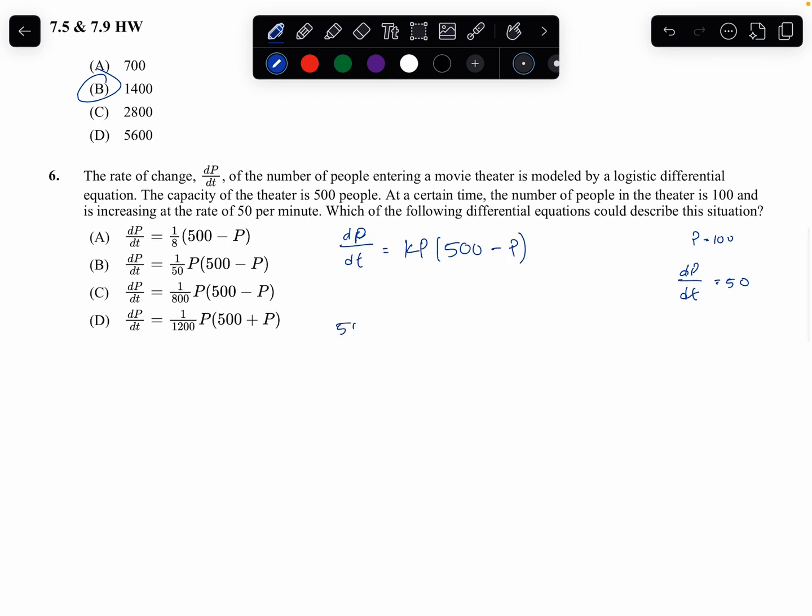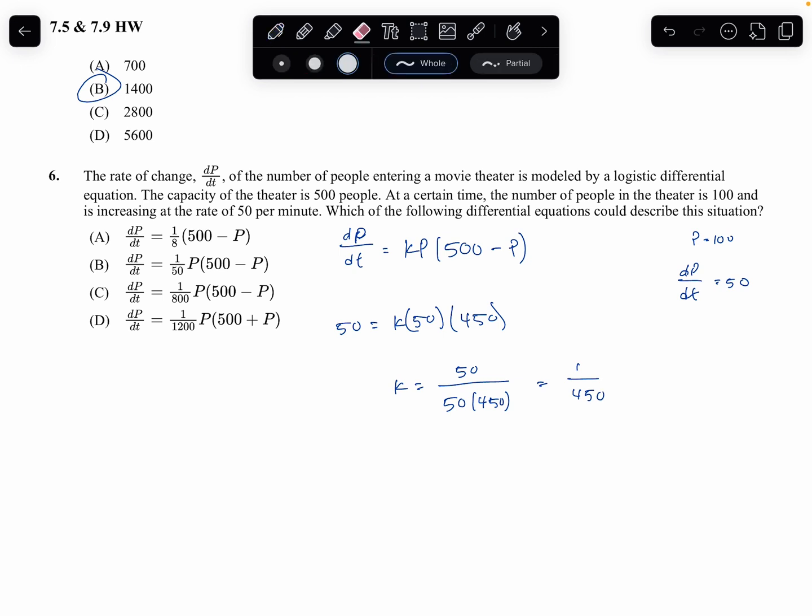So we got 50 is equal to K times 50 times 450. So then K is equal to 50 divided by 50 times 450, so it's equal to 1 over 450, which is not shown here. Oh wait, that's not 450. It's going to be 400. There we go. So then we'll have K is equal to 1 over 400.